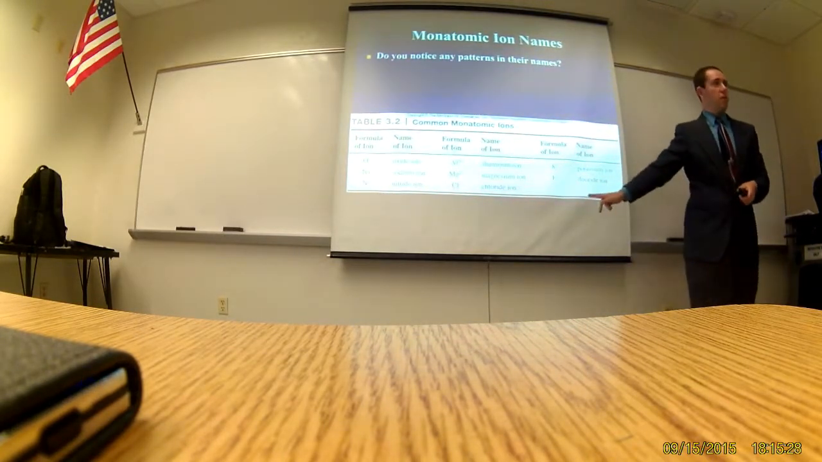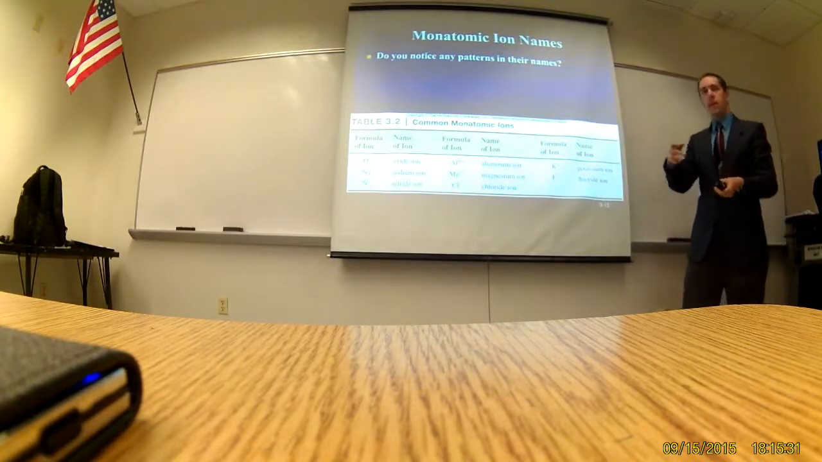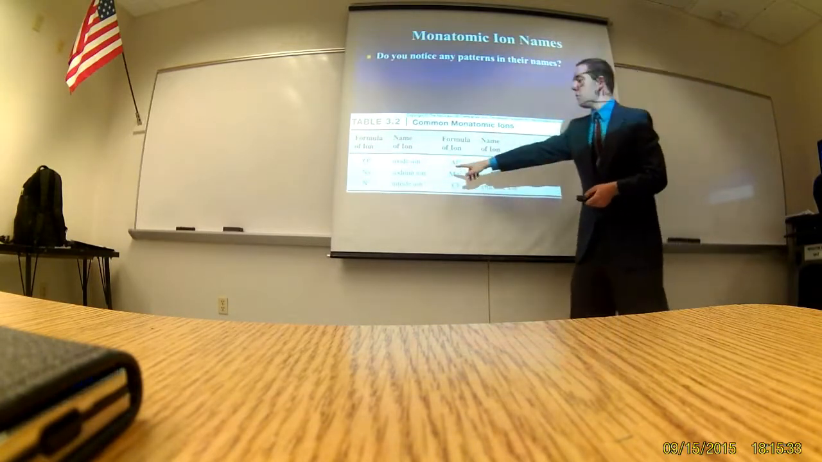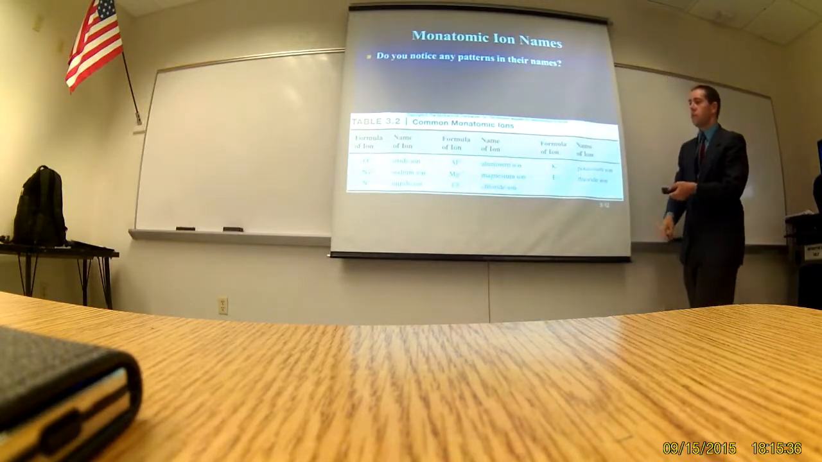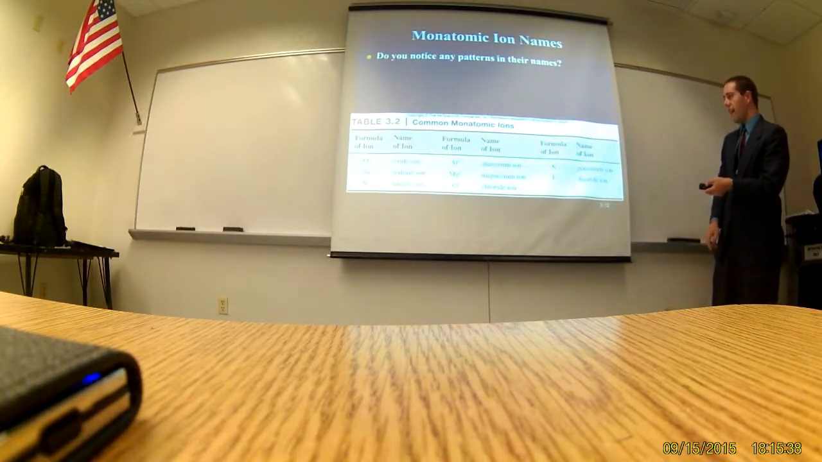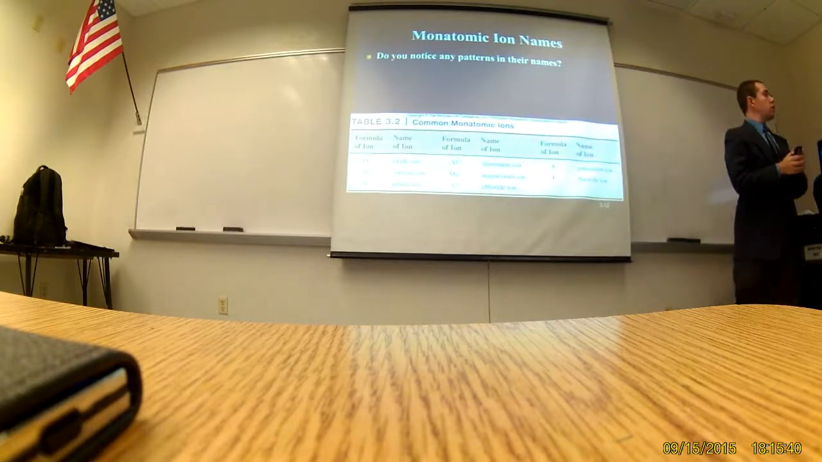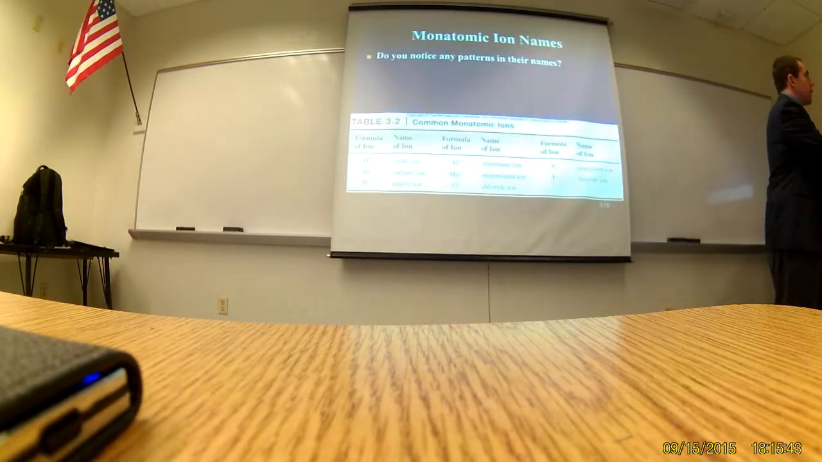The negative ones, you take the ending off and you put the "ide" on. Oxygen becomes oxide, nitrogen becomes nitride, chloride, fluoride. What would you call a sulfur ion? Sulfide. What would you call a scandium ion? Scandium ion. It's a positive, so you just put ion on the end. What about bromine ion? Bromide.